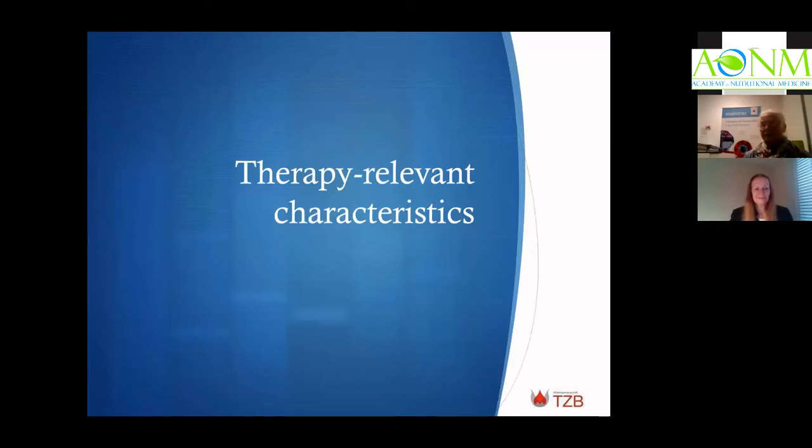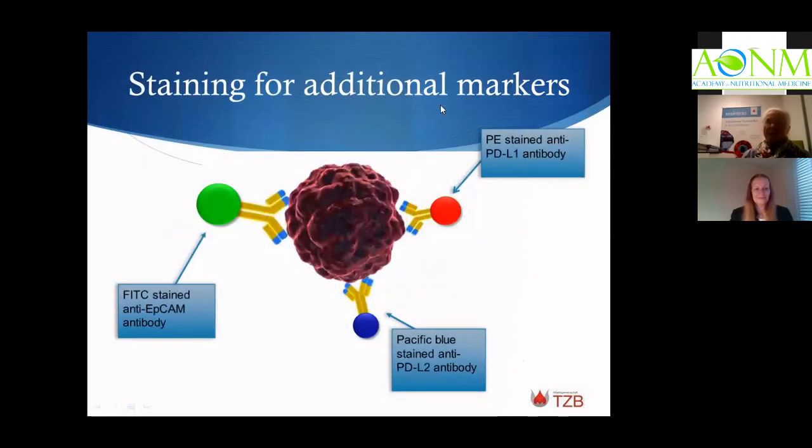For the treatment of the patients, it's also important to know characteristics of the cells which are relevant to therapy. We can look for additional markers apart from EpCAM with the use of different colored fluorochromes at the same time, and then tell you whether on these cells certain markers are expressed.